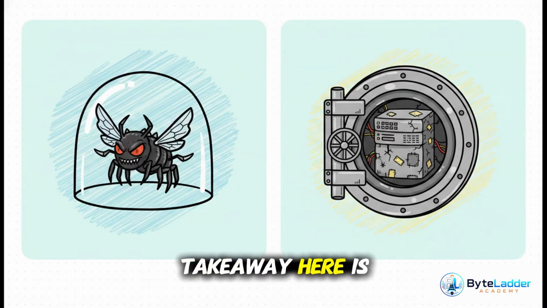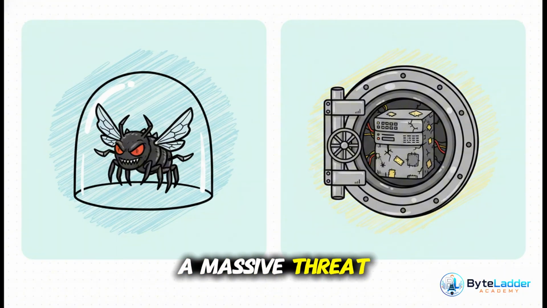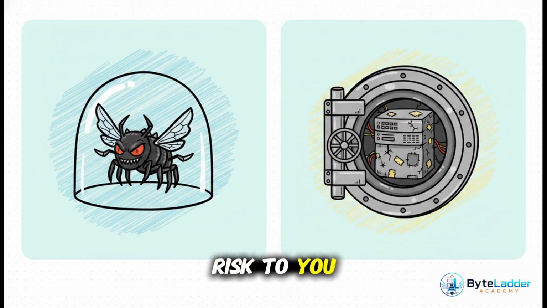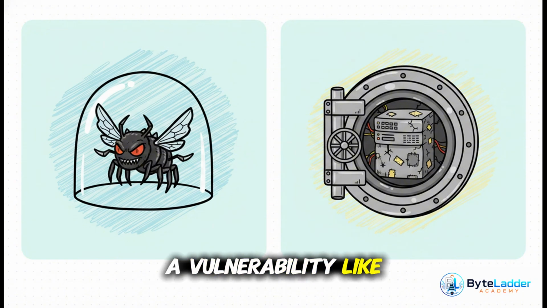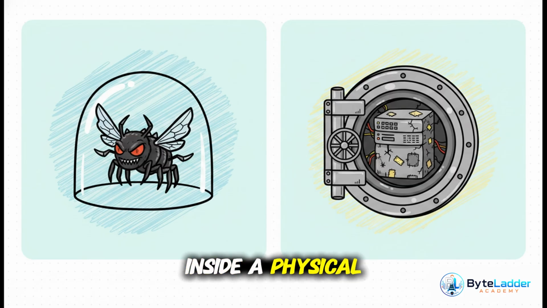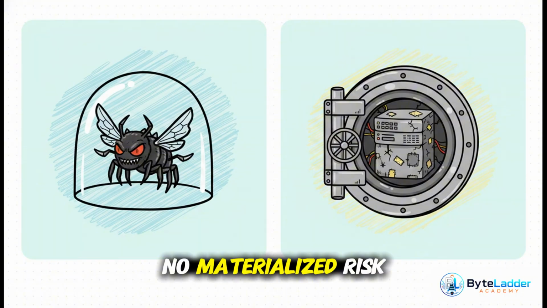So the major takeaway here is this. If you have a threat, but absolutely no matching vulnerability to go with it, you have zero risk, period. For example, let's say there's a massive threat of Windows-based malware sweeping across the internet right now, but your entire environment runs strictly on Linux. Well, there's no matching vulnerability and therefore no risk to you. And you know, the exact same thing holds true in reverse. If you've got a vulnerability, like an unpatched server, but it's totally disconnected from any network and literally locked inside a physical vault, well, no threat actor can reach it. No intersection means no materialized risk.